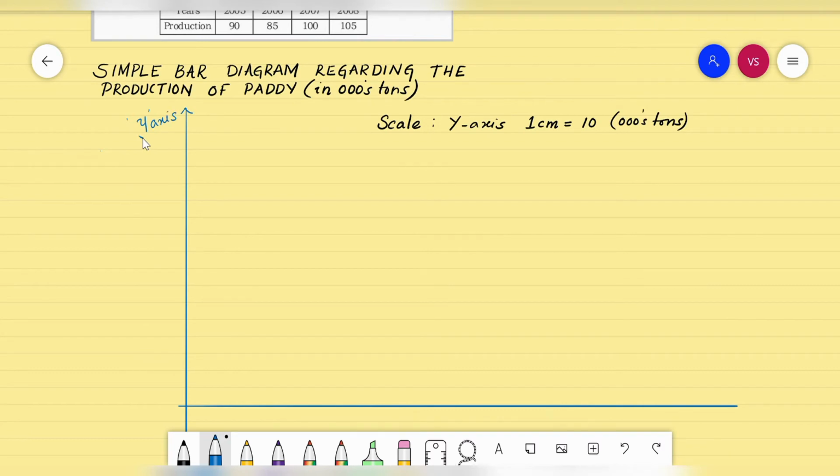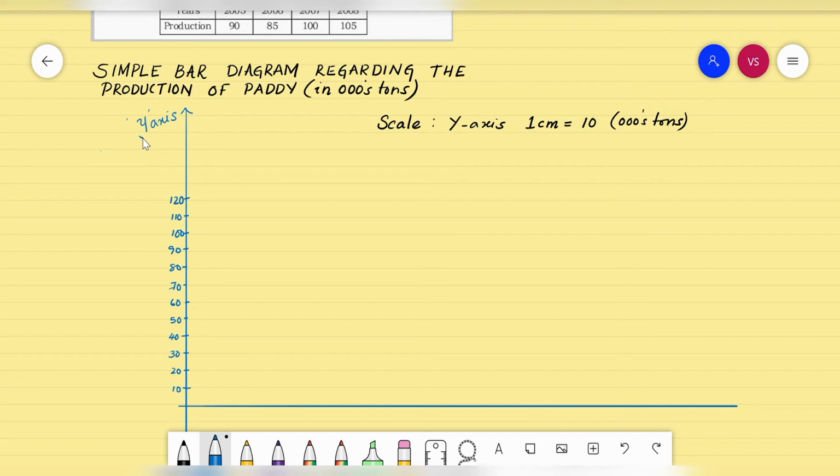So what I do now, students, I'll take each line as 1 centimeter itself. In other words, they said 1 centimeter is equal to 10. I'll take this as 10, this as 20, this as 30, this as 40, this as 50, this as 60, this as 70, this as 80, 90, 100, 110, 120.